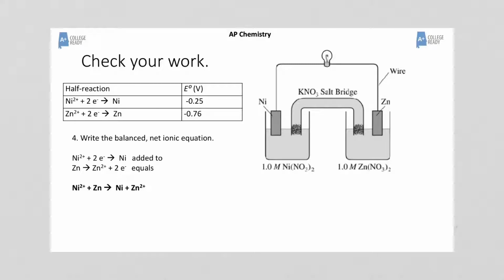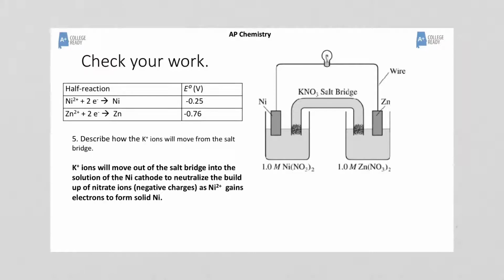For the balanced net ionic equation, and again it says net ionic because if you notice, both solutions contain the nitrate ion, but as we said earlier, nitrate ion is a spectator. It's not involved in the reactions, and that's why it is not included in the half reactions nor in the overall balanced equation. Again, we're fortunate that the number of electrons lost is equal to the number gained, so there's really no other adjustments except for just adding these together and not including the electrons.